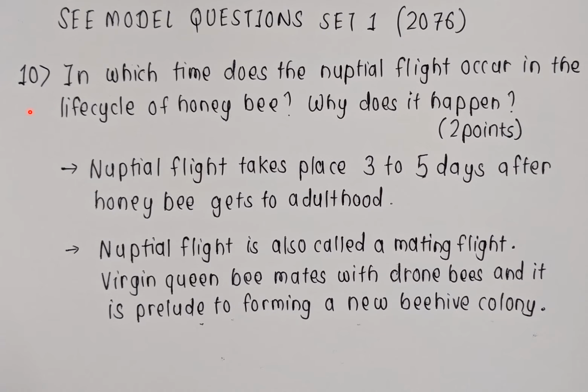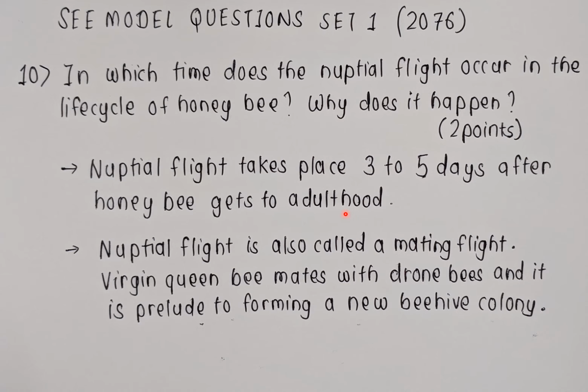Question number 10. In which time does the nuptial flight occur in the life cycle of the honeybee, and why does it happen? 2 points. In the case of a honeybee, the nuptial flight takes place 3 to 5 days after it reaches adulthood.